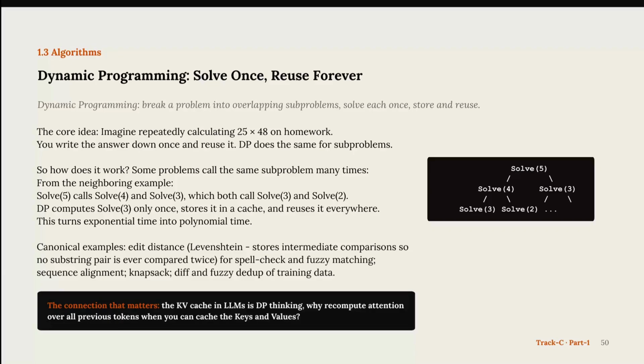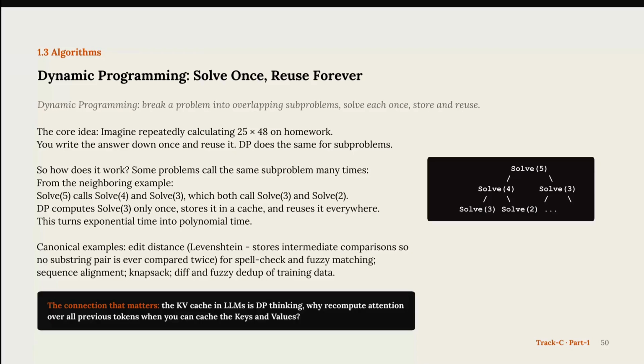We are now going to look at dynamic programming. Dynamic programming is a specific type of algorithm where you break a problem into overlapping subproblems. And if there are subproblems that are repeating, you solve them once, store them, and reuse them again and again. Imagine you are repeatedly calculating 25 into 48 on your homework every day. What you would typically do is write that answer once, saying that 25 into 48 is equal to so and so, and reuse it again and again. DP, or dynamic programming, does the same for subproblems.